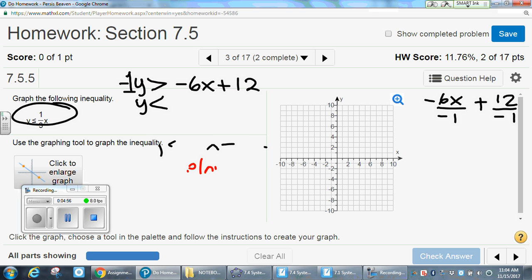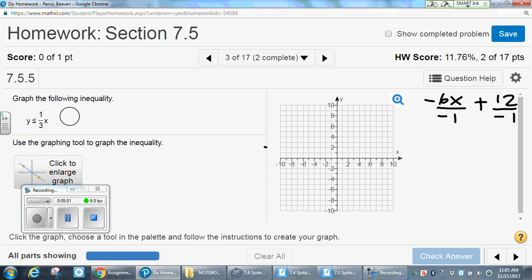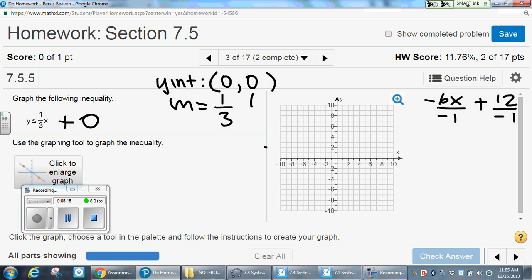The next one, what will be the y-intercept? We don't have a constant. The constant is 0. So that means the y-intercept is at the origin, 0, 0. And the slope is 1 over 3, which is 1 up, 3 to the right. So you could start by graphing that.